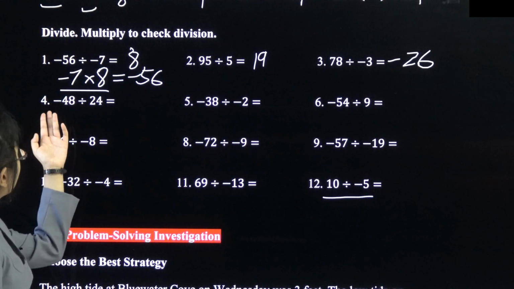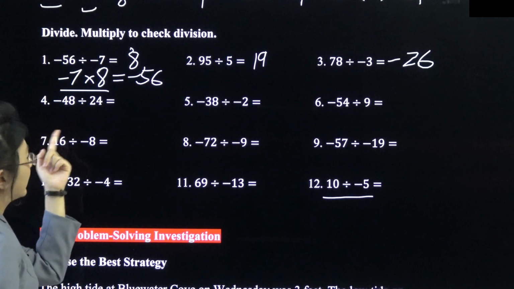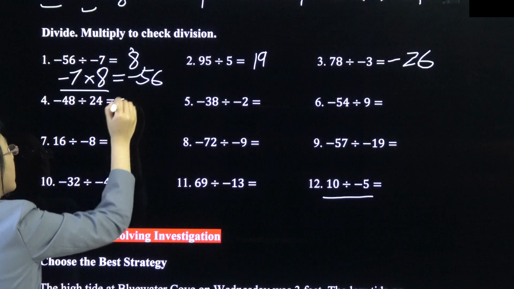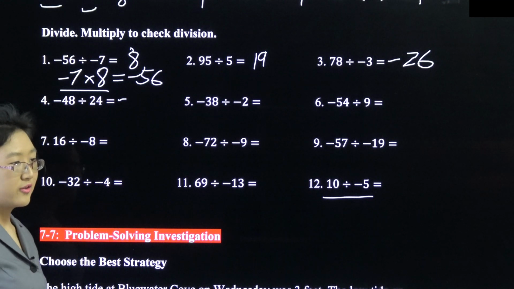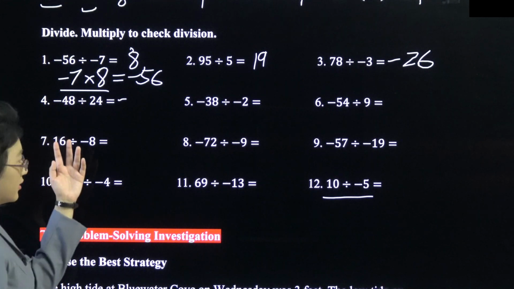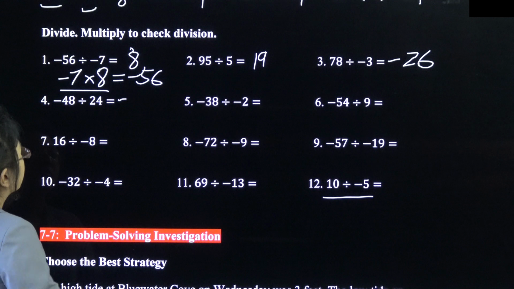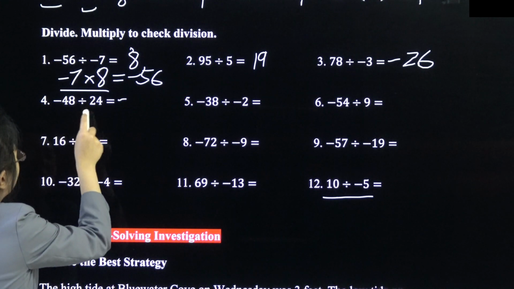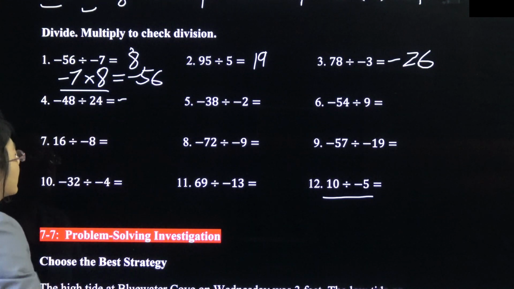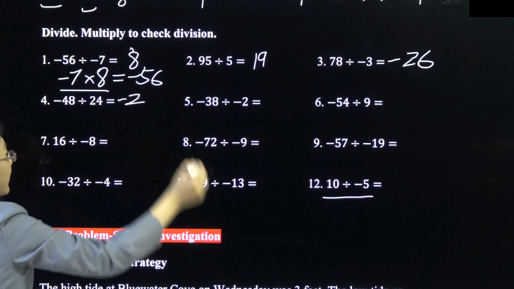Now, negative 48 divided by 24. One of them is negative, one of them is positive. So the final quotient would end up being negative, since one's negative, one's positive, meaning that the signs are different. 48 divided by 24 is equal to 2. The negative sign's already there, so negative 2.